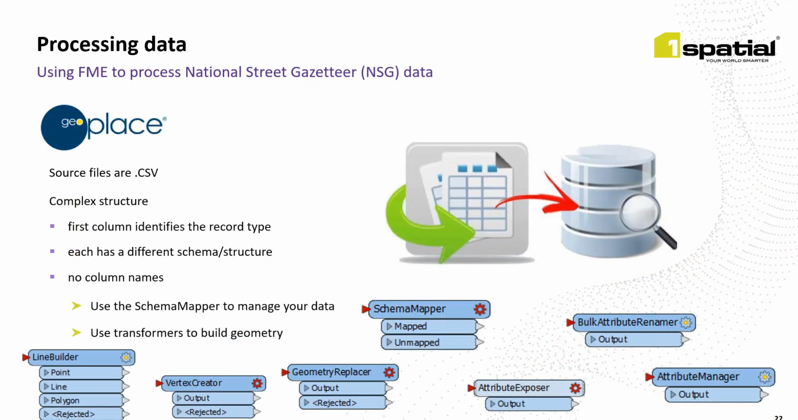Here's another example. So using FME to process your National Street Gazetteer data, which comes from GeoPlace. This time the data are in CSV files with really quite a complex structure, but again, FME can help. It's got transformers to manage attribution and transformers to build your geometry from essentially text strings.